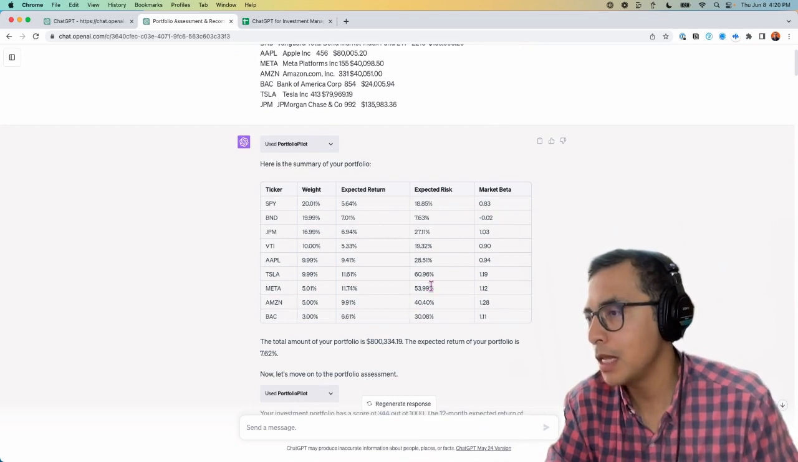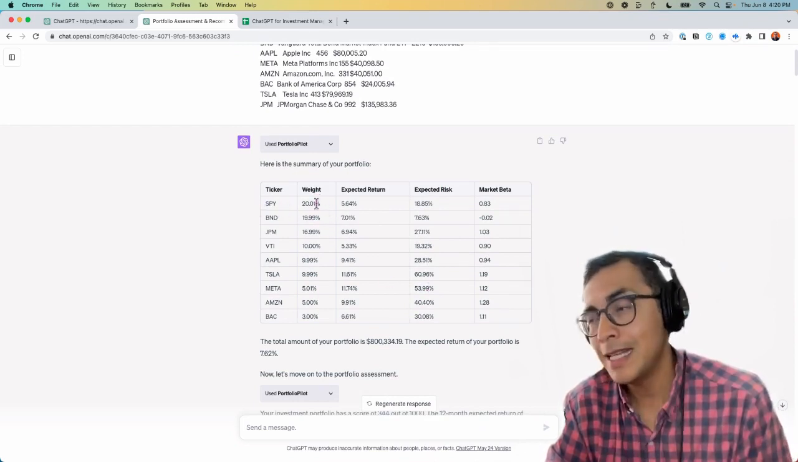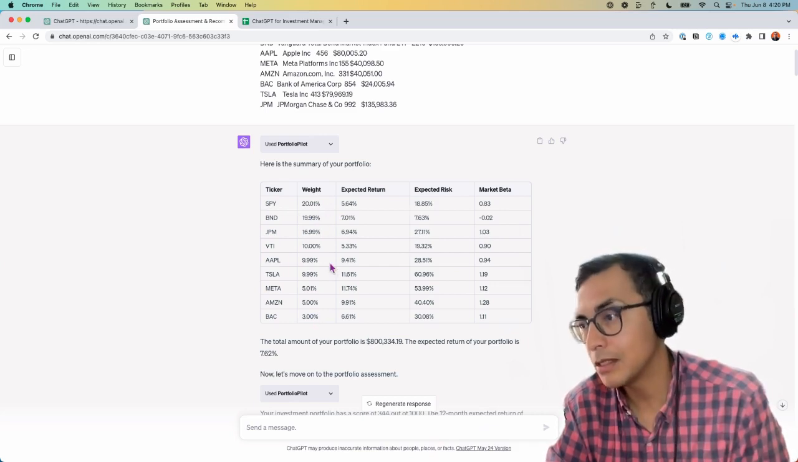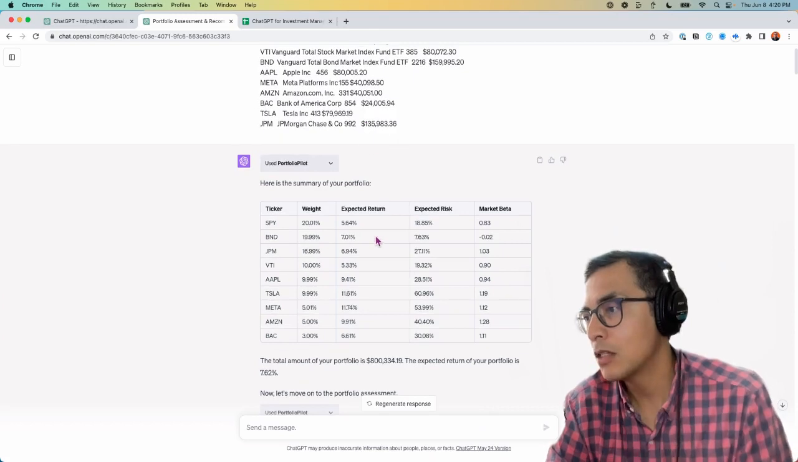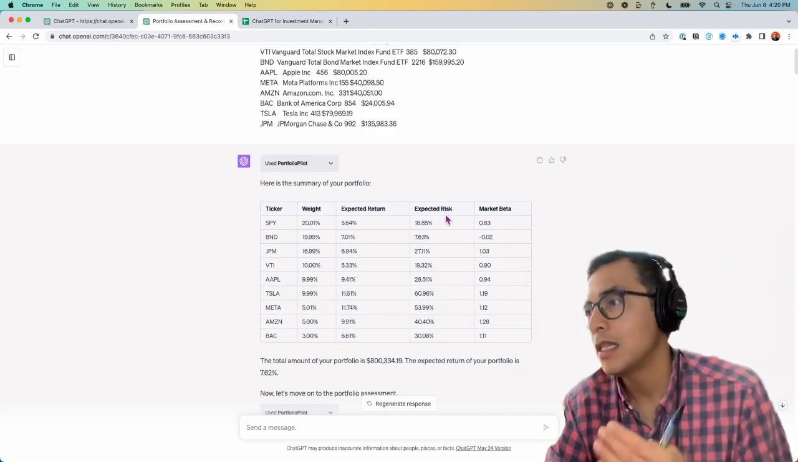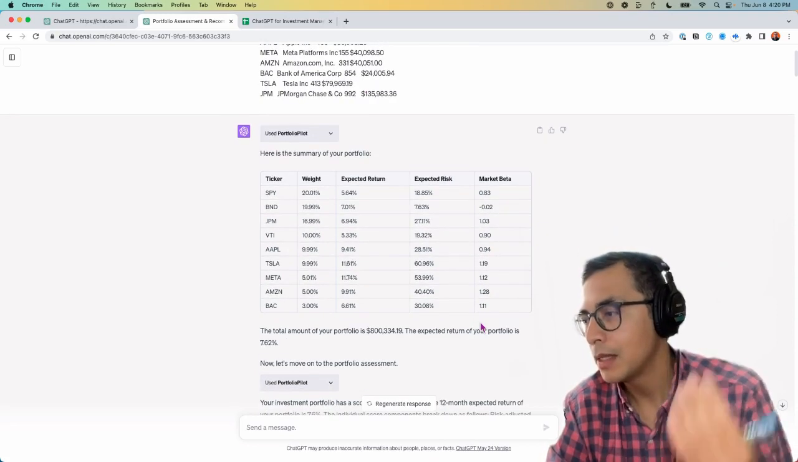So here is a nice table showing the investments in my portfolio, and it's actually calculating the weights, which is really nice. I didn't give it the weights. It's automatically doing that, and it's returning the expected return, the expected risk, and the market beta for each one of these items. That's pretty neat.